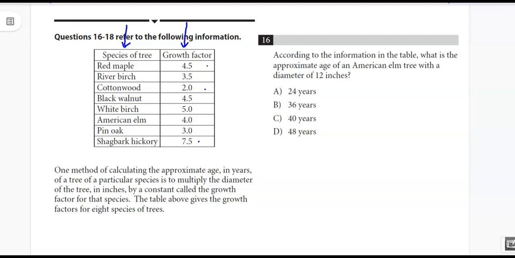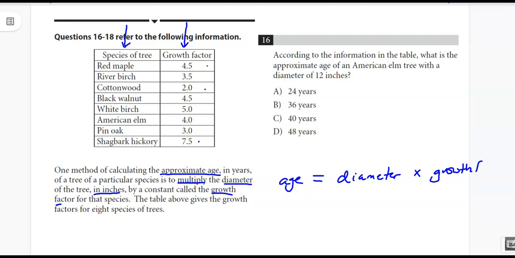So one method of calculating the approximate age, so there's a way to get the age, is multiply the diameter in inches by the growth factor. So it looks like if we go the diameter times the growth factor, that will give us the age. And we have 8 trees there, so let's get after it.